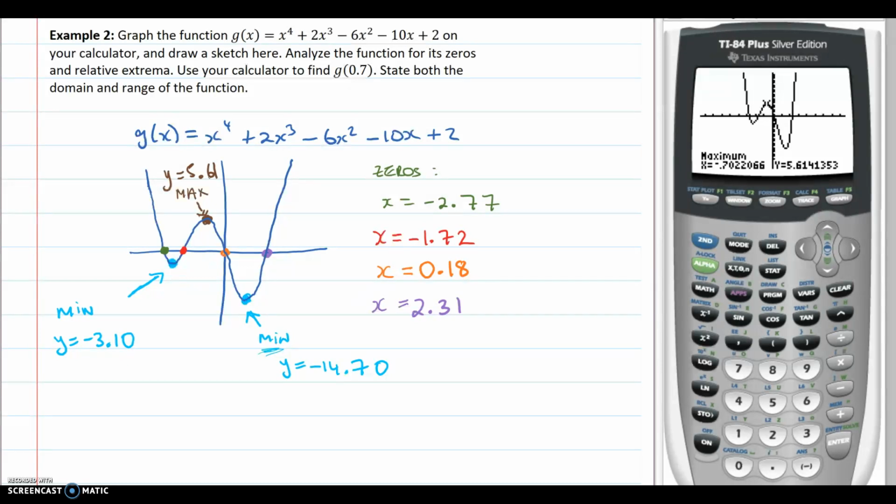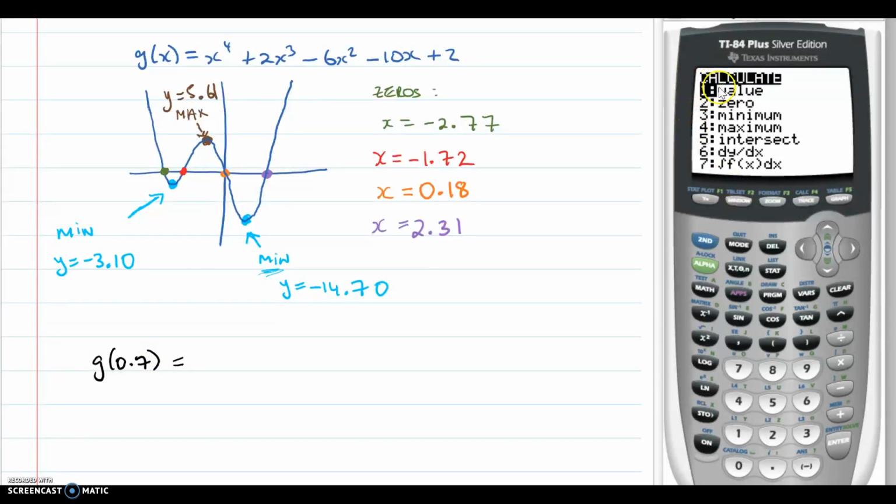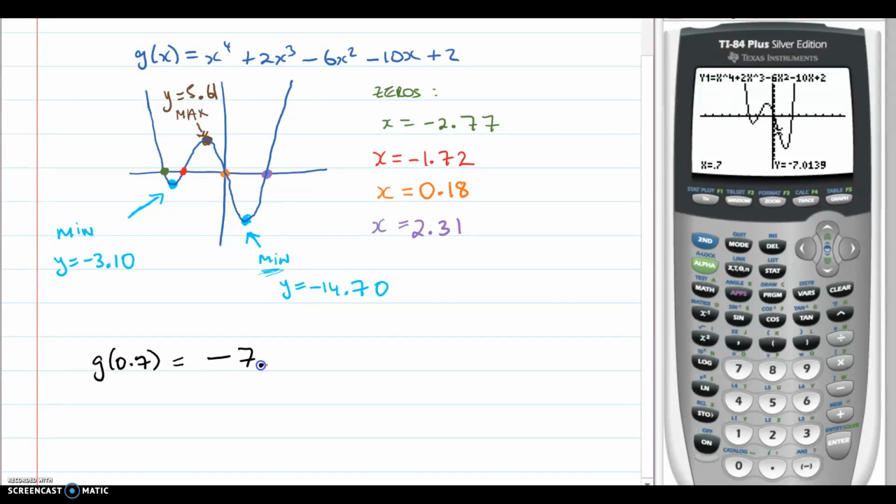We're then asked to use the calculator to find g of 0.7. Okay, g of 0.7. Well, let's do that. What we can do in the calculator to find an actual value of a specific point is go to second calc, and number 1 will tell you the value. So just hit number 1 and type in 0.7. And you get g of 0.7 is equal to negative 7.01, corrected to 2 decimal places.